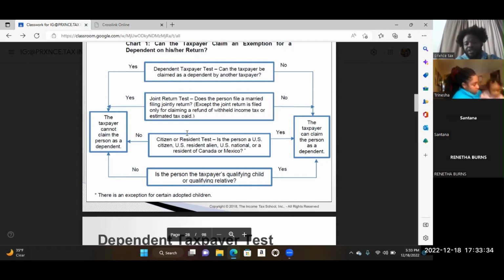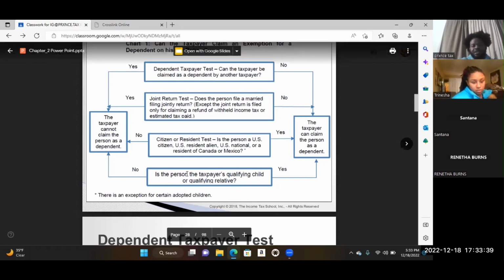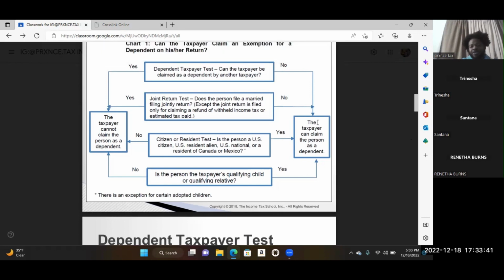Perfect. And then they have to be a U.S. citizen. And the person is a qualifying child or your relative.